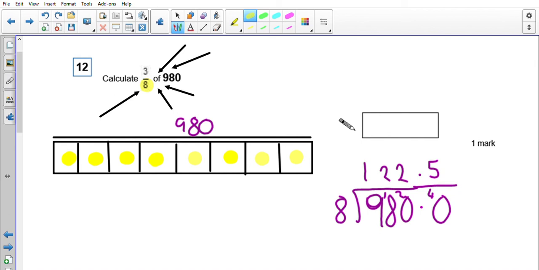Okay, and then all I need to do, thinking about that, is take 3 of those, because that's what my question is asking me for here. It's asking for 3/8 of 980, so I'm going to take 3 of those boxes, which means I'm going to do 3 times 122.5, which is going to give me my answer. Again, you'd use your written out mathematical multiplication method for that, and if you do that correctly, that should give the answer of 367.5.